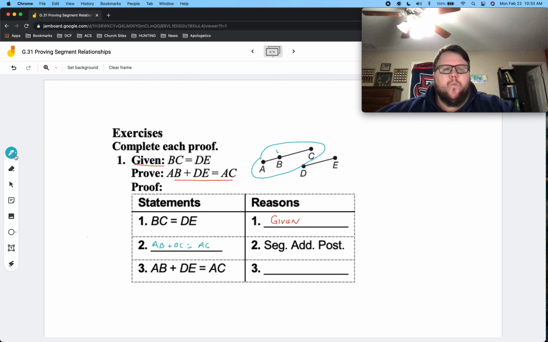And keep in mind, what we're trying to prove here is that AB plus DE equals AC. But we know that BC equals DE. So I can take that BC and say, instead of putting BC, I can change it to DE because they're equal. And so how do I do that? I say substitution. I'm just substituting.